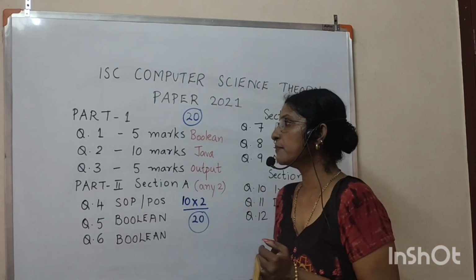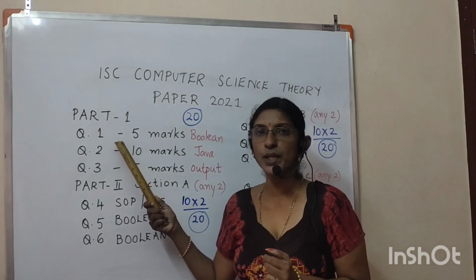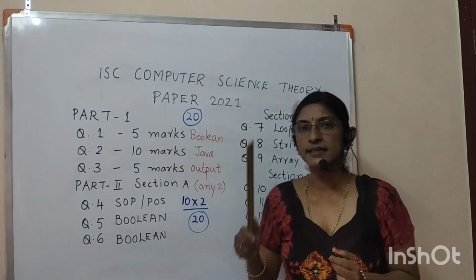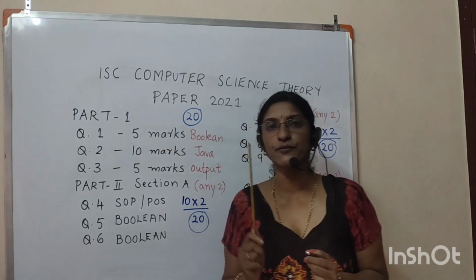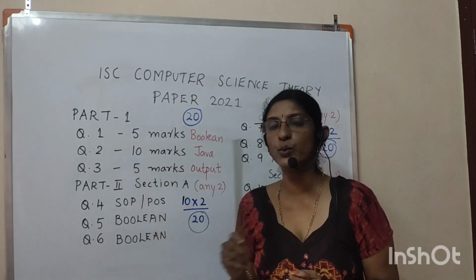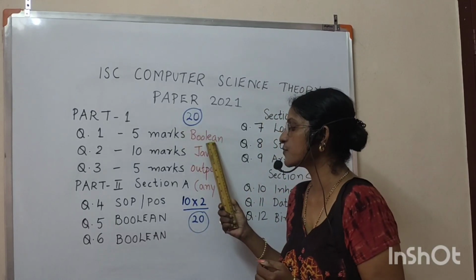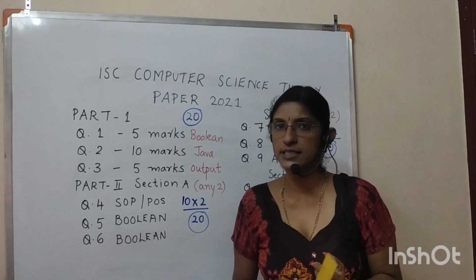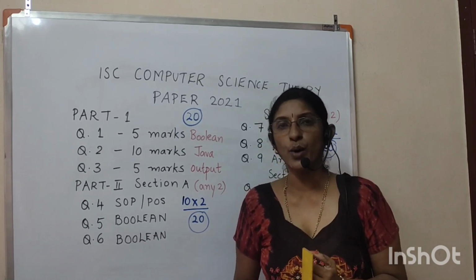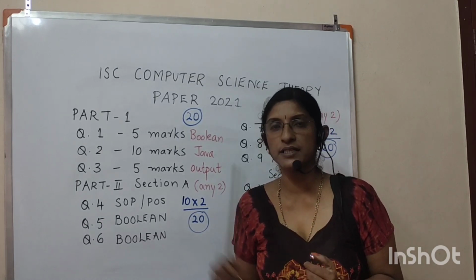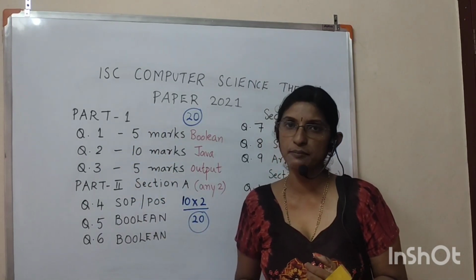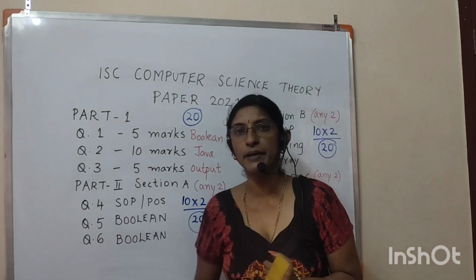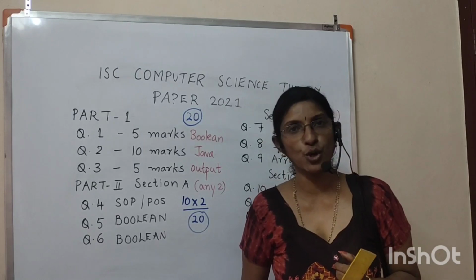In the theory paper, question 1 will be 5 marks, that is 1-mark questions. Five 1-mark questions will give you 5 marks, which will be asked from the Boolean algebra portion. This part 1 is the compulsory part without any choice.